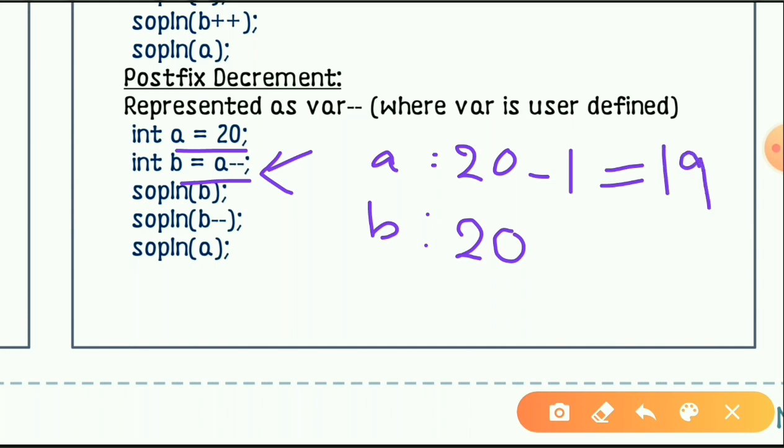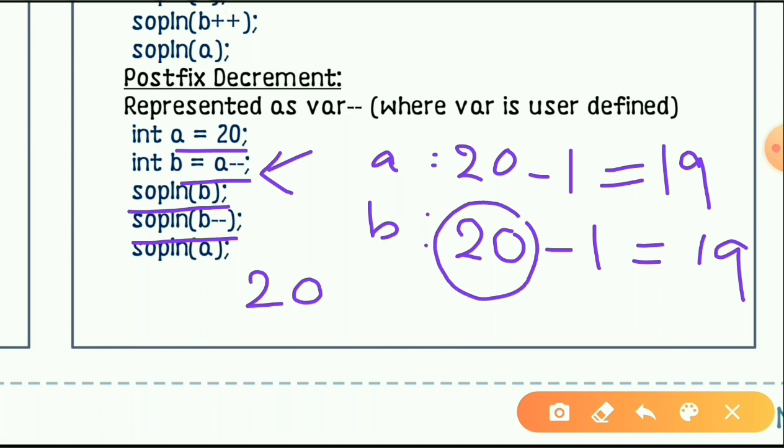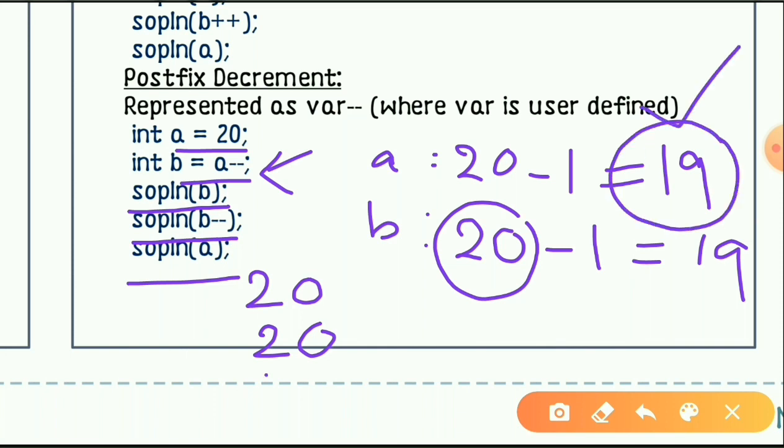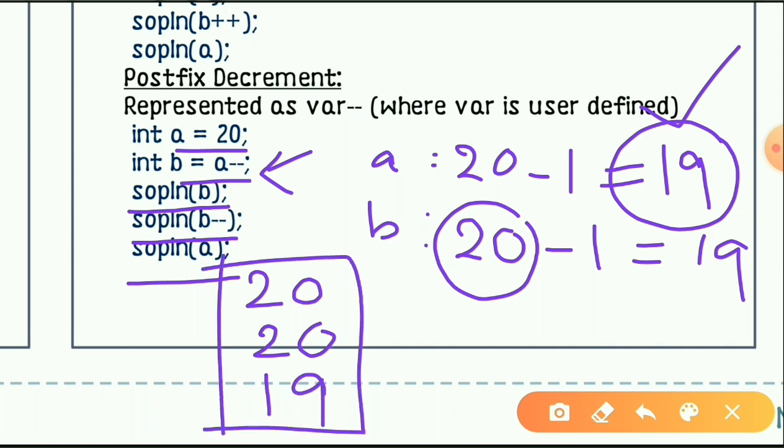Now when we are using the System.out.println function, you have to print firstly the value of B, that is your 20. Again, when we are using SOPLN B minus minus, what will you get? You might think B minus 1, 19, but again it is a postfix operation. So what you are using is firstly the initial value of B, then afterwards you decrement the value. So again, you will be getting 20 over here. And for the last line, SOPLN A, remember over here we have decremented the value, so this new value will be used. So the value will become 19. For this line of code, you will be getting such kind of answer. Please check your answer with mine.